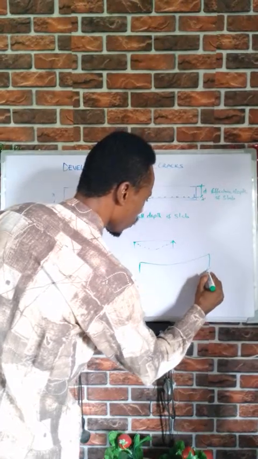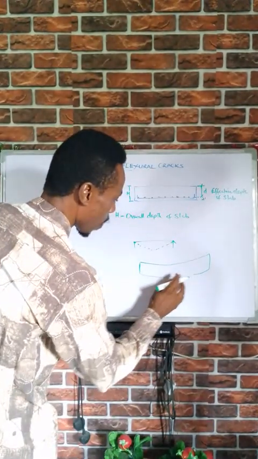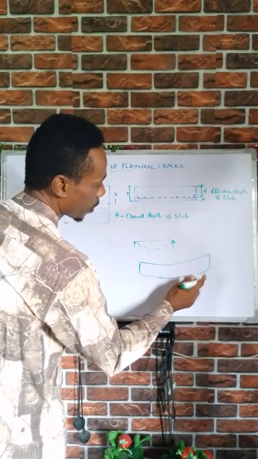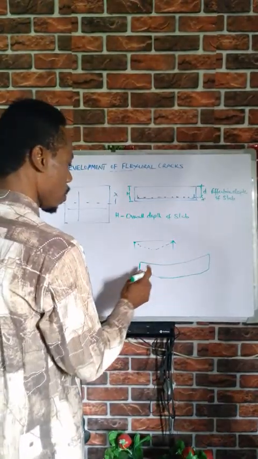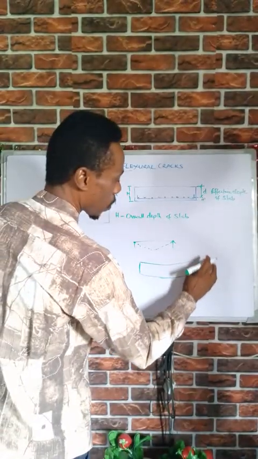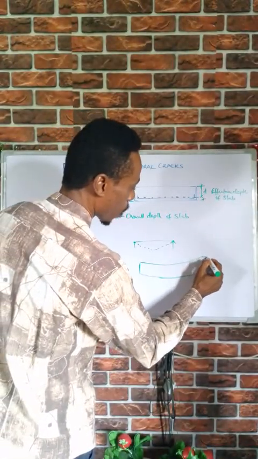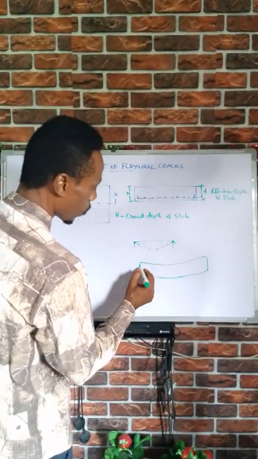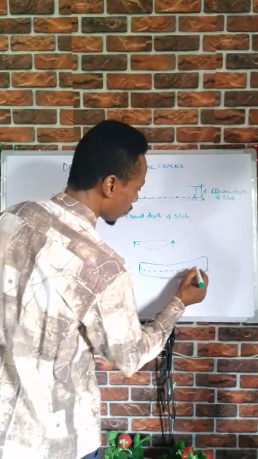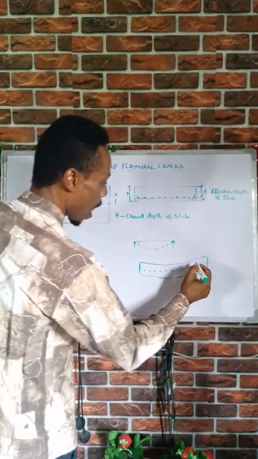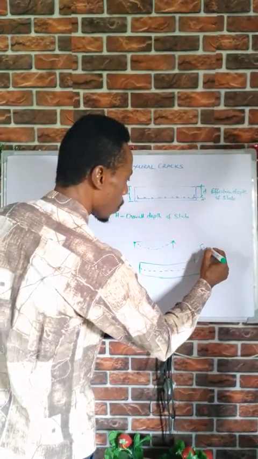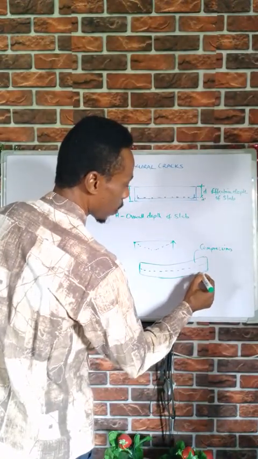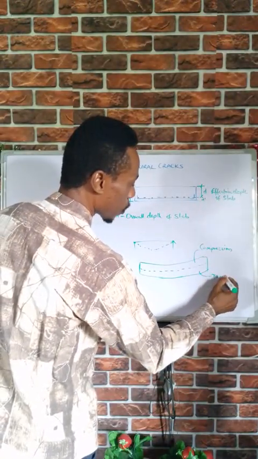Flexural members are expected to deflect this way once load comes on them, and this is the shape it takes because of the load. This is the neutral axis. This part is usually in compression, and this side is usually in tension.